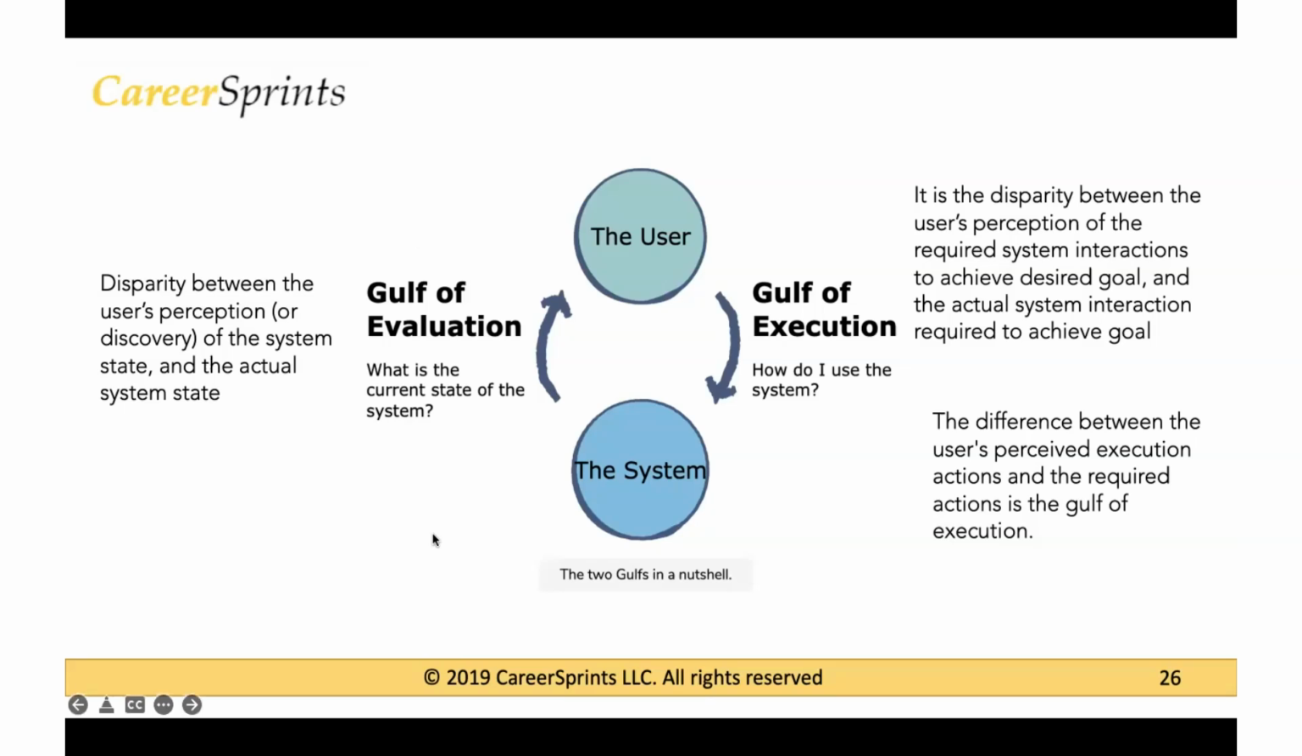So, let's look at the definition of the gulf of evaluation first. It says it is the disparity between the user's perception or discovery of the system and the actual system state. So it says, what is the current state of the system? Basically, if you see in this picture, it shows you the user and it shows you the system. And the word gulf basically means, what is the gap or the difference? So when I talk about the gulf of evaluation, I'll give you an example. So let's say you go to a website, right?